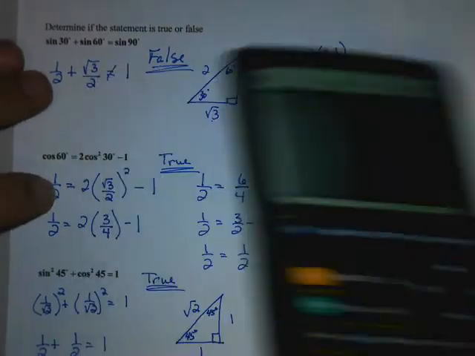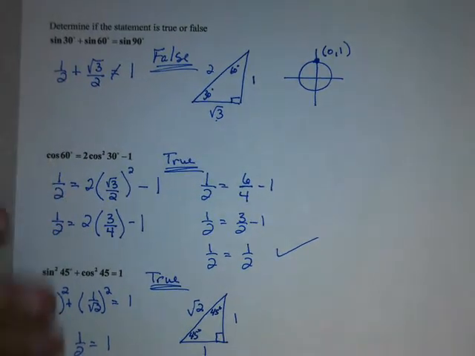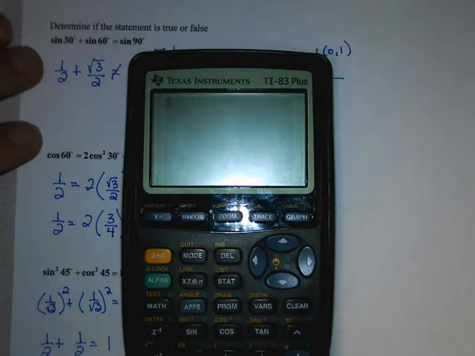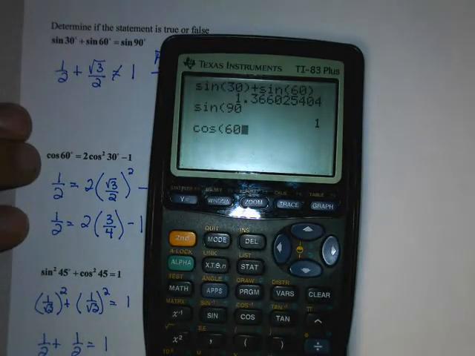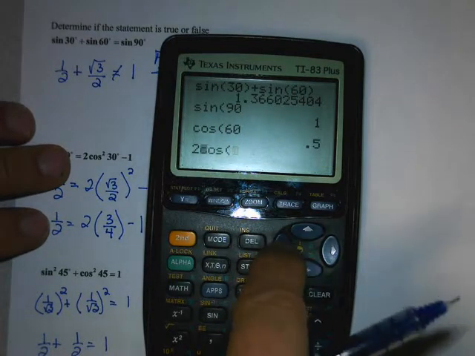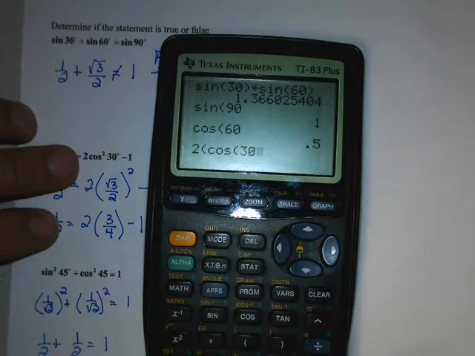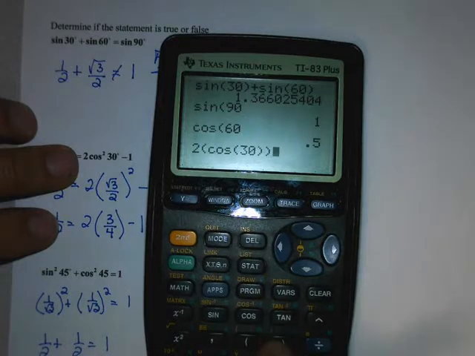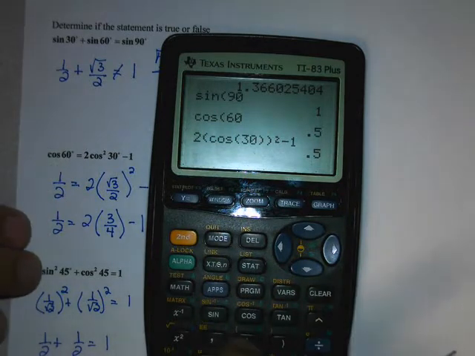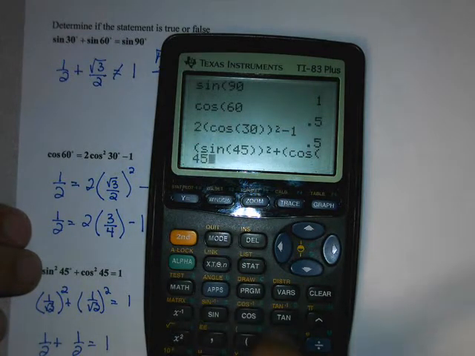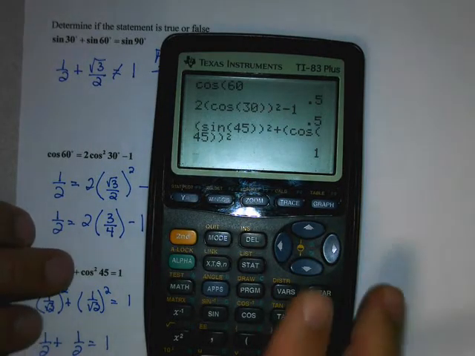But again, could check these on your calculator. So that's the work. So you're going to have to show the work as you're going through this to determine true or false. But if we use our calculator, sine 30, close your parentheses, plus sine 60, close your parentheses, and go sine 90, you're going to see that those are not the same. If we go cosine 60 and 2 cosine, now we're going to have to put those parentheses in. Cosine 30, close the 30 degrees, close the cosine, now square it, minus 1. You're going to see those values are the same. And same with sine 45 squared plus cosine 45 squared. And notice we get 1 and we get 1.